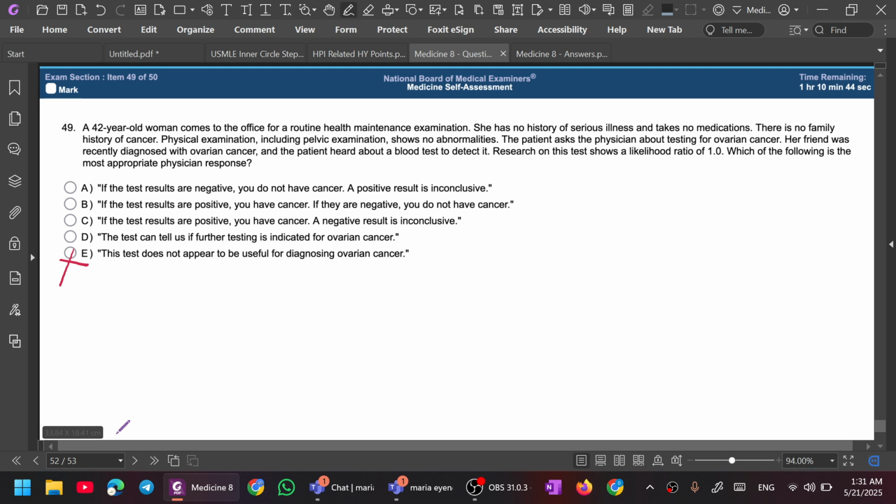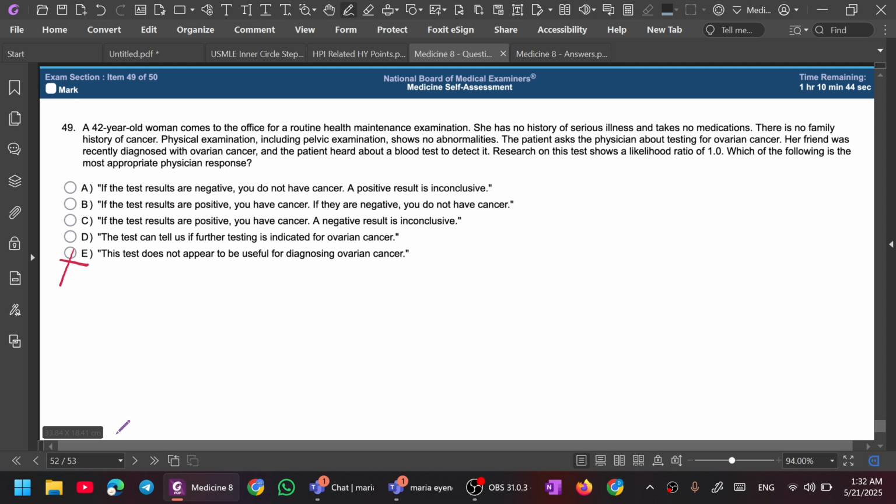Let me read deeply. This test can tell us if further testing is indicated for ovarian cancer. That may be an appropriate response if this patient had an increased risk for ovarian cancer and the test had a likelihood ratio greater than 1. She has a low pretest probability of ovarian cancer given her lack of symptoms and family history, as well as age. But if she were to have a greater pretest probability, a positive result on the test with a high likelihood ratio will indicate the need for further testing.